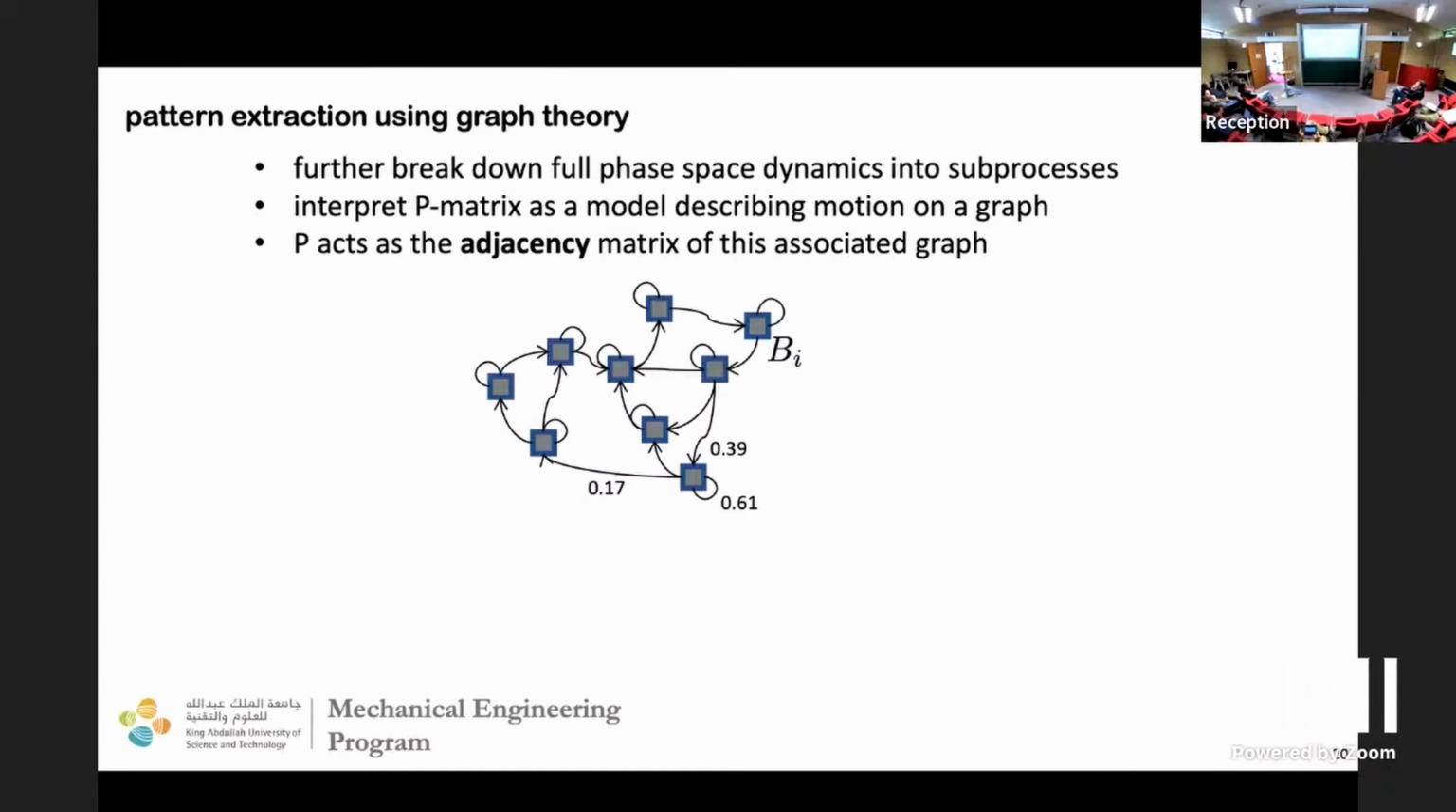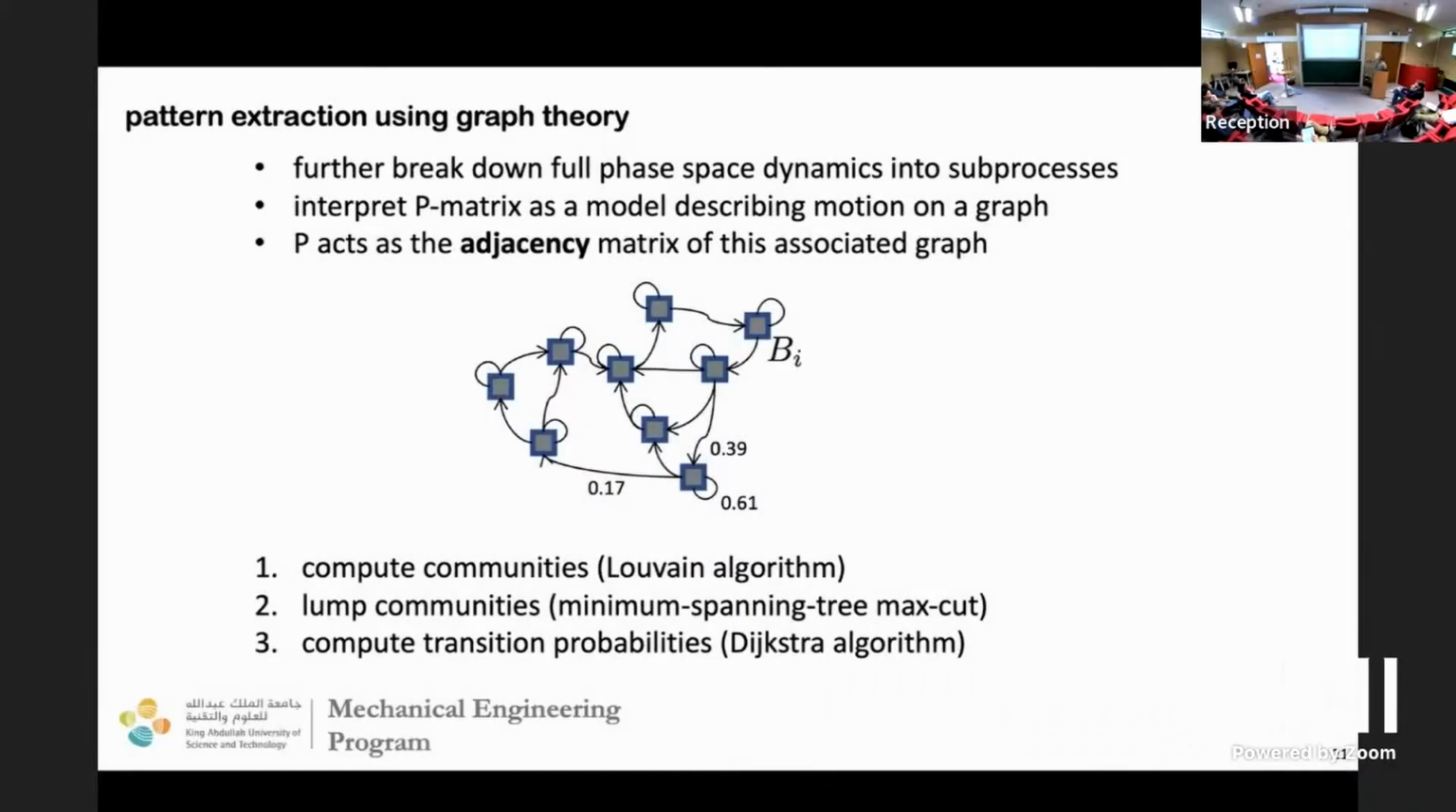So this is just a random walk on the graph. And P acts as an adjacency matrix for an associated graph. So all these boxes here now are points on the graph, and the links are the transitions between one box and the next. And this loop here is you stay in a box over one time step. So that's what you have. And now suddenly it's a graph problem.